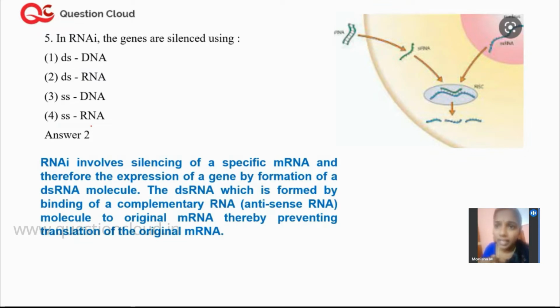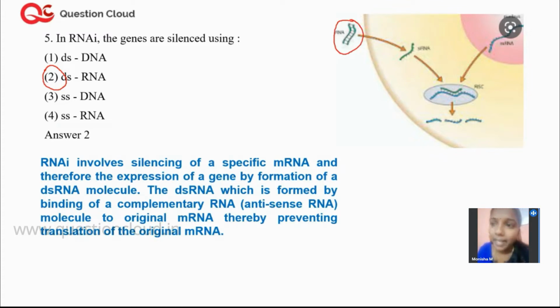So the question is, in RNAi technology, which molecule of nucleic acid is being used? There are four options: double stranded DNA, double stranded RNA, single stranded DNA, or single stranded RNA. The answer to this particular question is double stranded RNA. We use double stranded RNA for RNA interference. In the picture, the blue colored thing that you see is nothing but a double stranded RNA molecule.